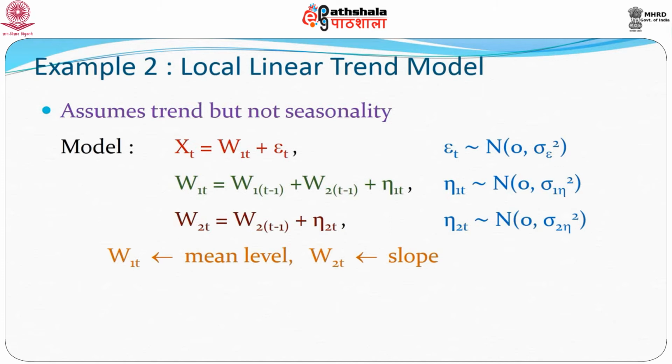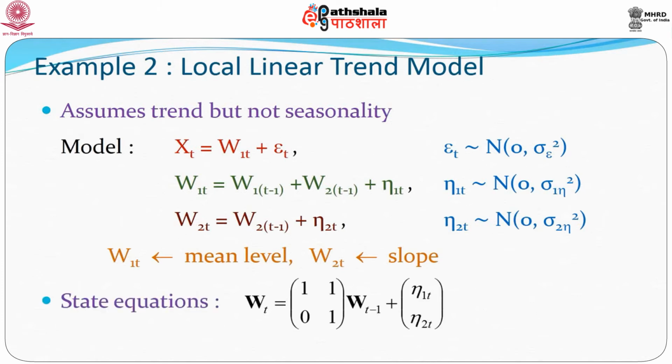So, in this case we have two latent variables, W1t is the mean level and W2t is the slope, and we can formulate the state equations as Wt is equal to, this is your phi matrix 1 1 0 1, Wt-1, we are taking k to be equal to 1 and we have the errors as eta 1t and eta 2t. So, the first equation xt is equal to W1t plus epsilon t is the observation equation, and this state equation we have in terms of these two variables. So, we can put this in the state space model form.